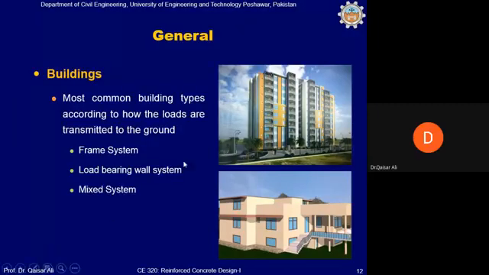On the right, you can see a figure of a high-rise building. This is basically a 3D view of the Silk Executive Center, which we have designed near the Dean Towers in the bazaar. This building is now completed and occupied. Next are those buildings where there are walls, like our residential buildings and houses, and these are load-bearing wall systems. The load from the slab is transferred to the wall and from the wall to the foundation. And in a mixed system, you can have both frame and load-bearing wall systems.